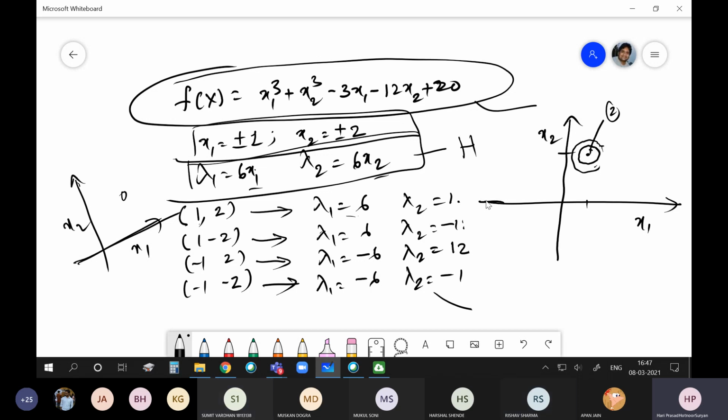Similarly, at x equal to -1, -2, you will get 38, and the contours around this will be decreasing. You may get 37, 32, like this. So in this portion it acts as a convex function, whereas in this portion it acts as a concave function.